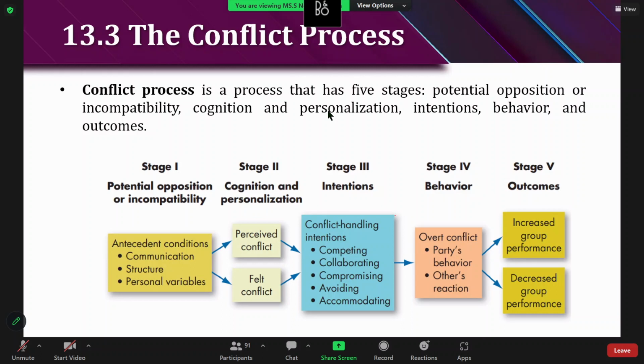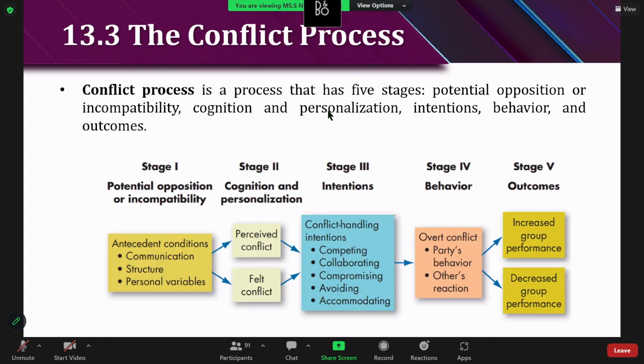Usually, the first stage would be the potential opposition or the incompatibility. Second one is the cognition and the personalization. Third one is the intention. Fourth one is the behavior, and fifth one is the outcome. So usually, we can expect every conflict to go through these 5 different stages. Whether it is visible or invisible, most of the conflicts will go through these different stages. So we will look into each and every stage in detail.